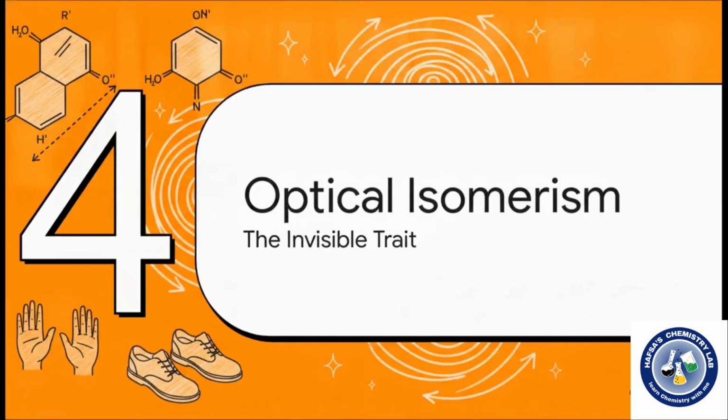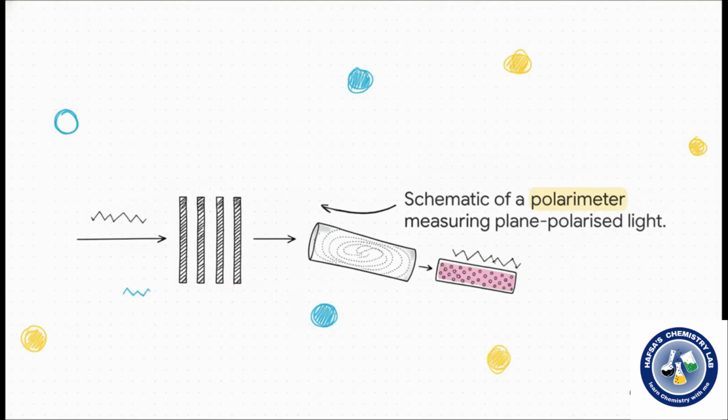That brings us to part 4, optical isomerism and chirality, the invisible trait. We're now looking at isomers that are identical in almost every single physical property, except for one completely invisible, utterly fascinating trait. To actually see it, scientists use a really cool instrument called a polarimeter. We start with unpolarized light, meaning its waves vibrate in every which way. We pass it through a nickel prism, which acts basically like a picket fence. It only lets light through that vibrates in a single vertical plane. This is plane polarized light.